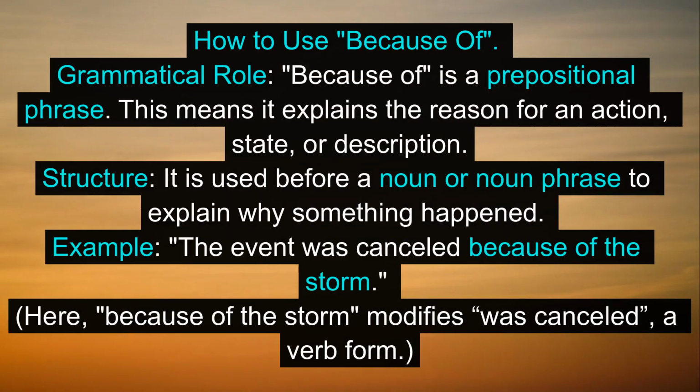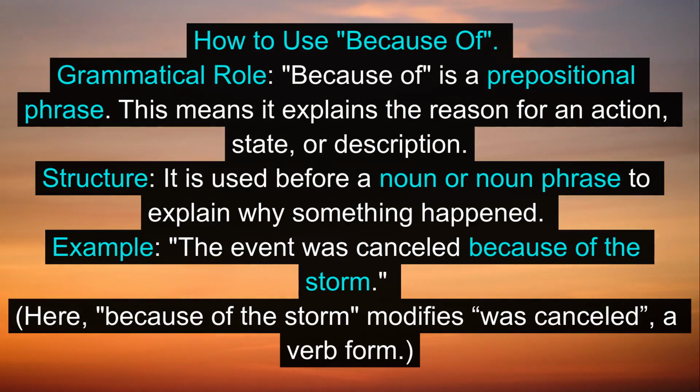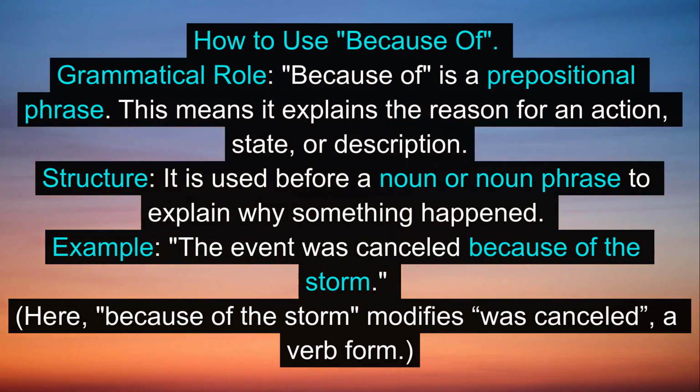How to use because of. Grammatical role. Because of is a prepositional phrase. This means it explains the reason for an action, state, or description. Structure. It is used before a noun or noun phrase to explain why something happened. Example. The event was canceled because of the storm. Here, because of the storm modifies was canceled, a verb form.